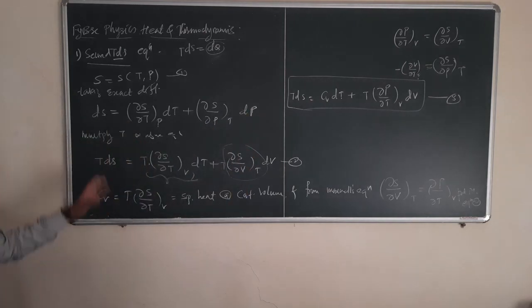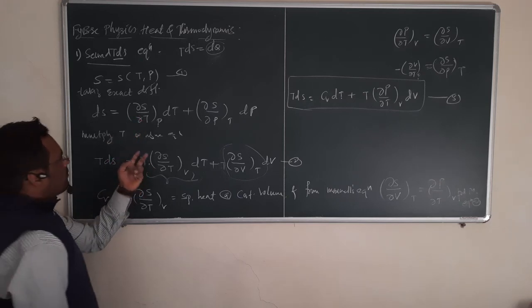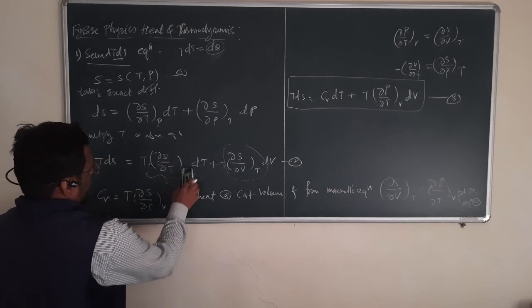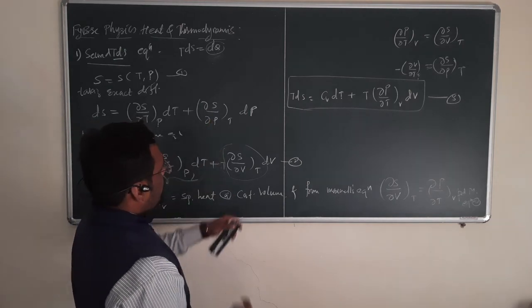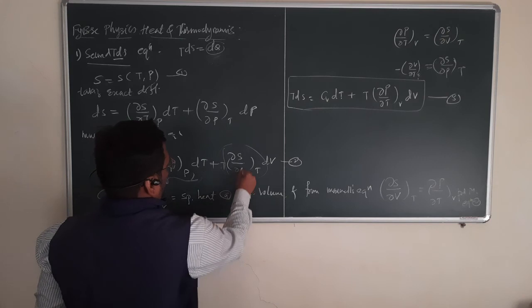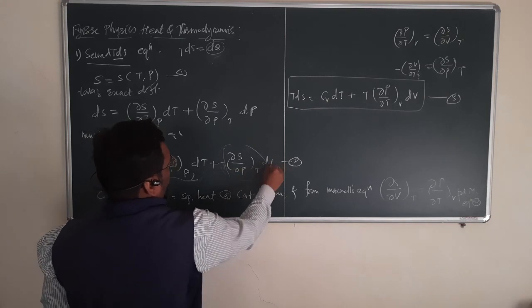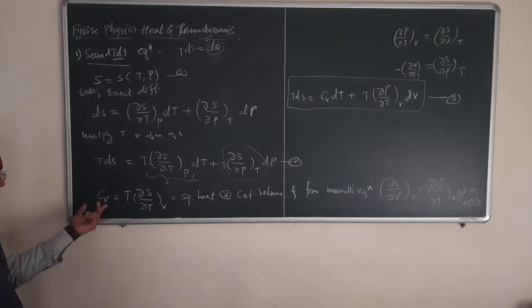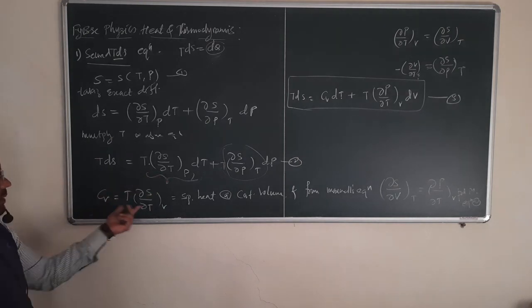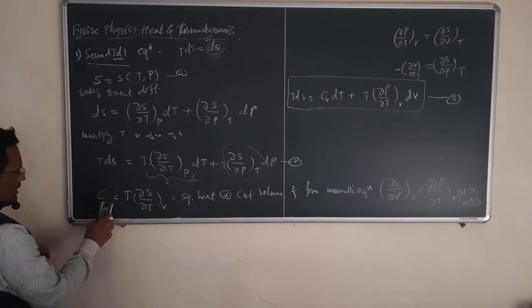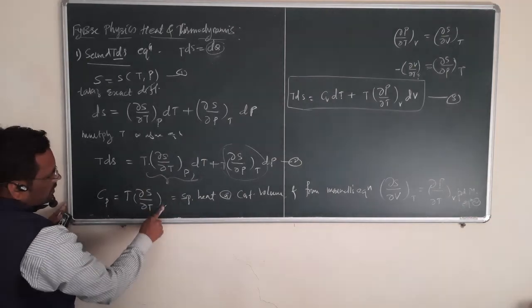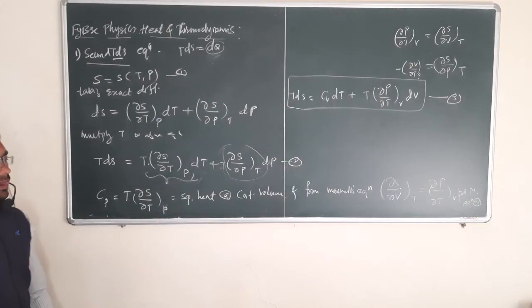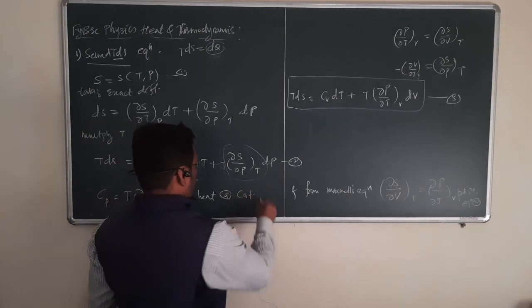Again multiply the above equation by T, and we have TdS is equal to T into the partial derivative of S with respect to T at constant pressure, plus T into the partial derivative of S with respect to pressure at constant temperature, dP. Now from the definition of specific heat at constant pressure, Cp is the partial derivative of S with respect to temperature at constant pressure. So this is specific heat at constant pressure.